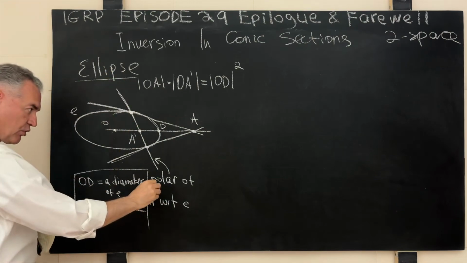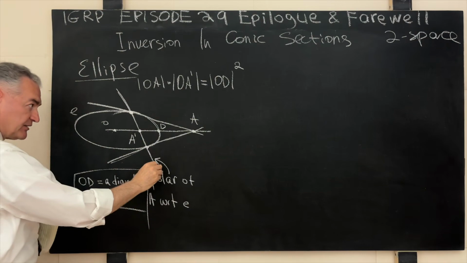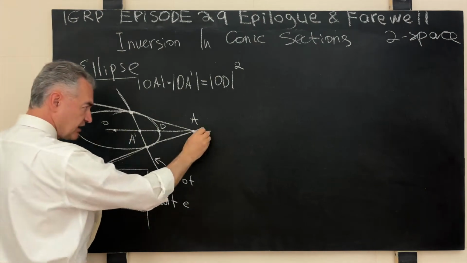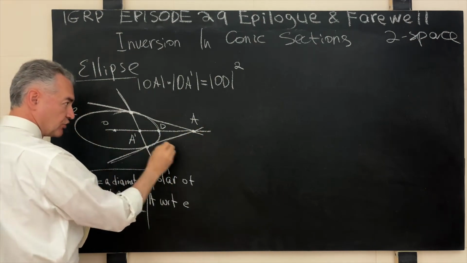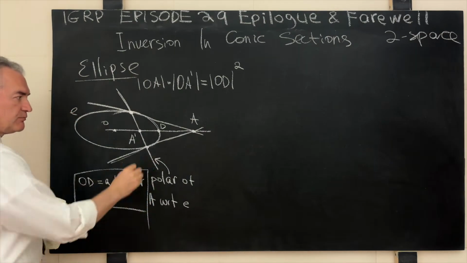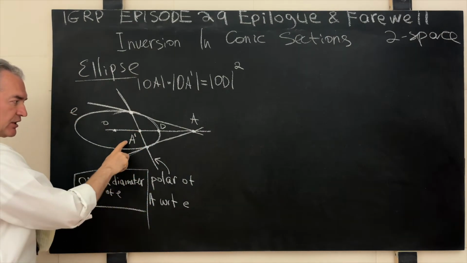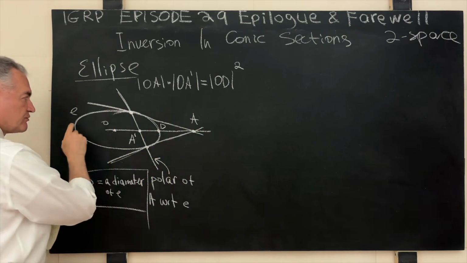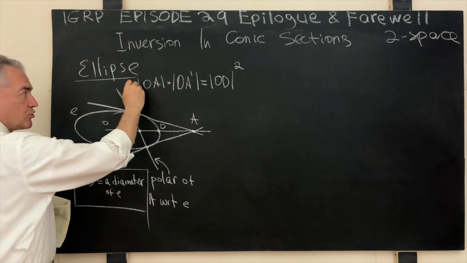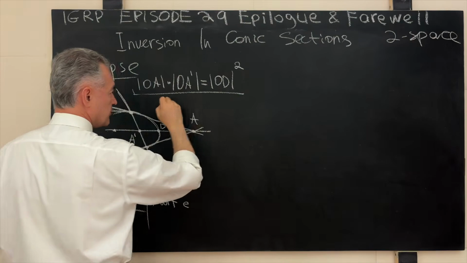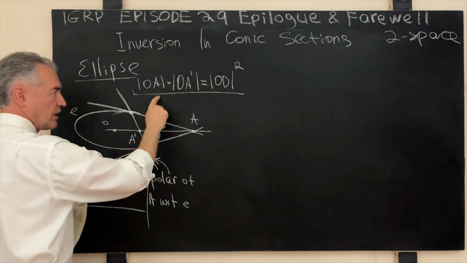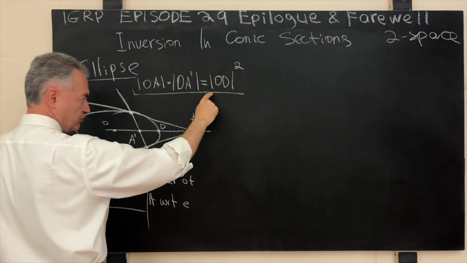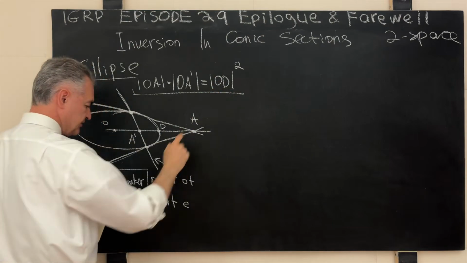We draw that polar, and where the polar intersects the straight line that connects the center of this curve with the given point precisely marks the spot. This is our image of the point A under the inversion of the plane with respect to an ellipse. And the workhorse relationship is the same. The product of the distances OA times OA prime is equal to OD squared, OD this time.